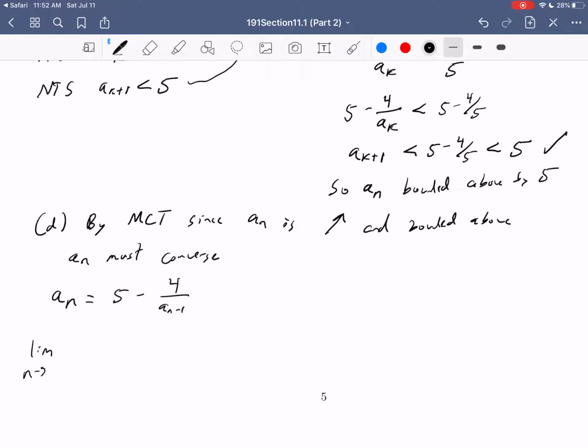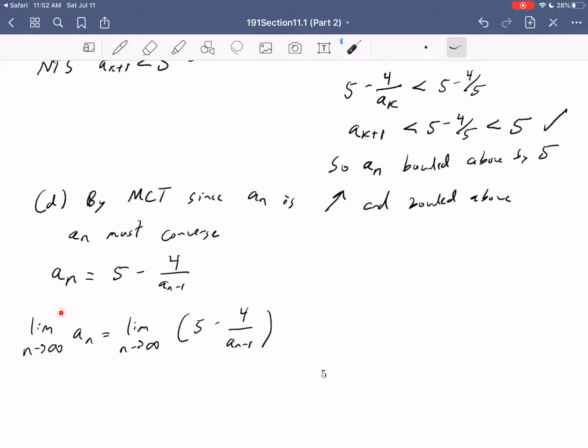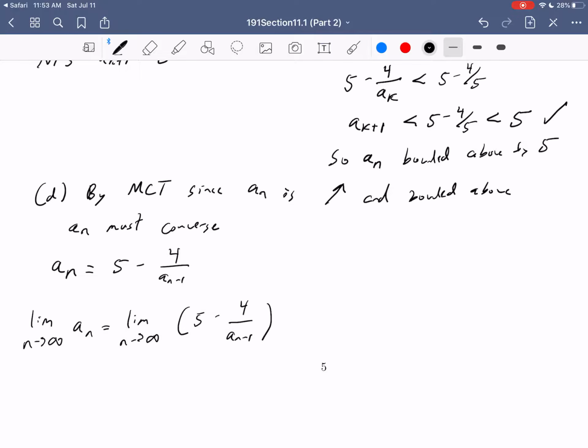Limit as n goes to infinity of a sub n, limit as n goes to infinity of 5 minus 4 over a sub n minus 1. Same idea. If this is L, then when we apply this limit here, this is just the sequence one step behind. So if you are headed somewhere and your friend is one step behind you, they are also headed to the same place. So we get L is 5 minus 4 over L.